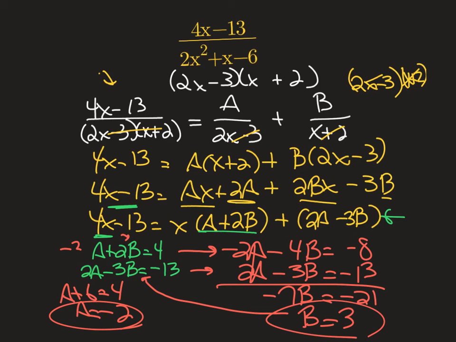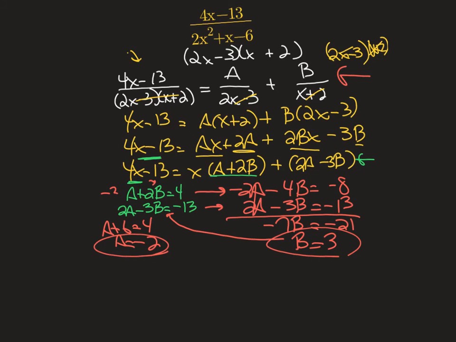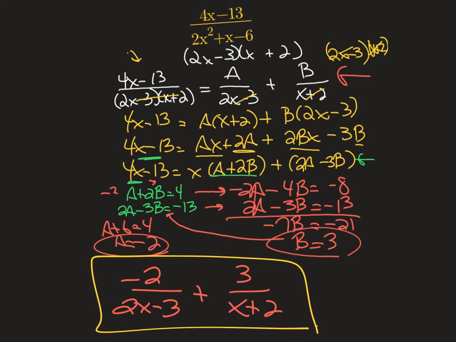That's not the answer. Remember, you got to plug them back in where we started. So my final answer is going to be negative 2 over 2x minus 3 plus 3 over x plus 2. Now, if you were to add those two fractions, you would get that. We just decomposed that big fraction into two smaller ones.